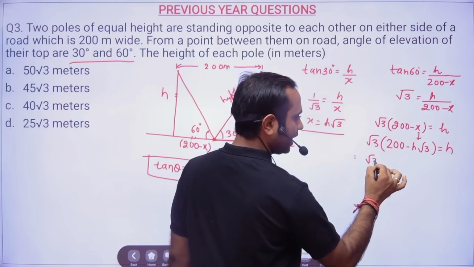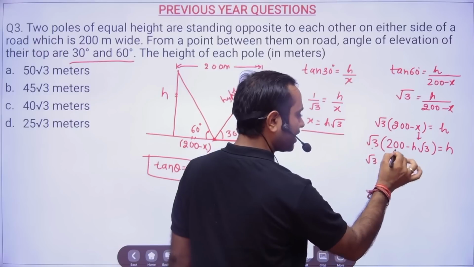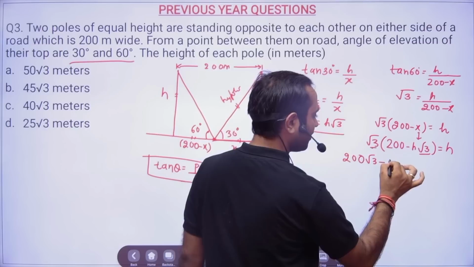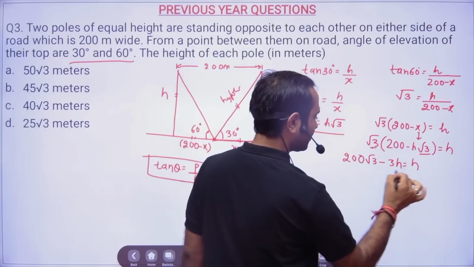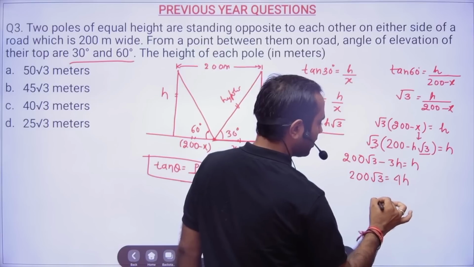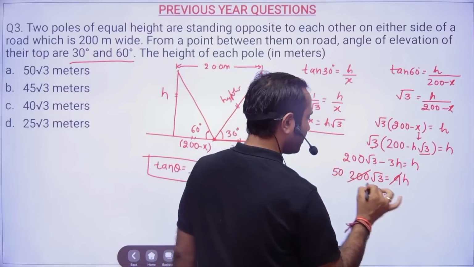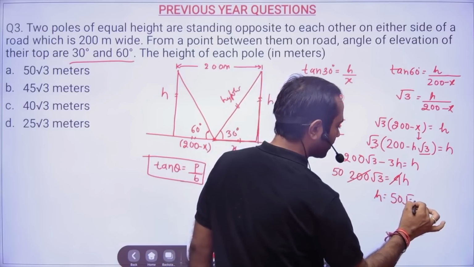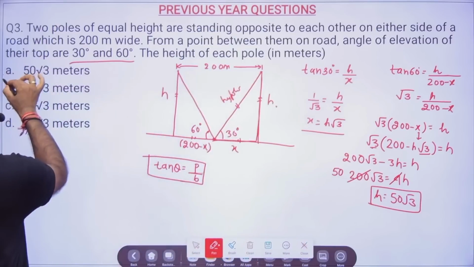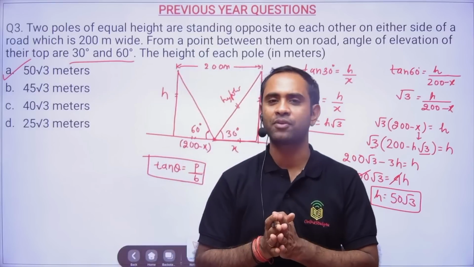Now root 3 into 200 minus h root 3 equals h. If you multiply, it is 200 root 3 minus root 3 into root 3, which is 3h, equals h. So 200 root 3 is equal to 4h, and h will be equal to 50 root 3, right? So this will become your correct answer. So option A, 50 root 3 meters, will be the correct answer for this particular question, right?